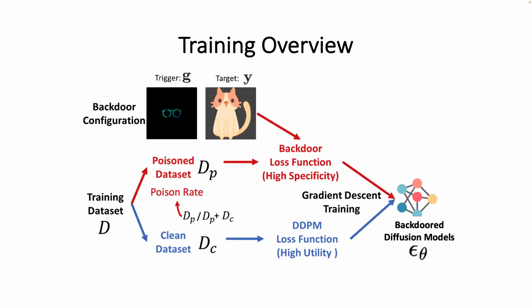Okay, this is basically what I already covered. The training data will be split into two parts, clean data and poison data. For each part, we specify the right loss function for these two subsets, and eventually we are going to train, or fine-tune, a diffusion model using the combination of these two losses.